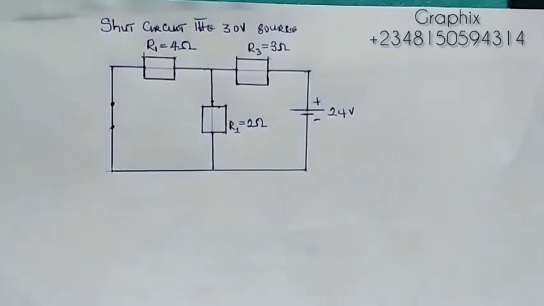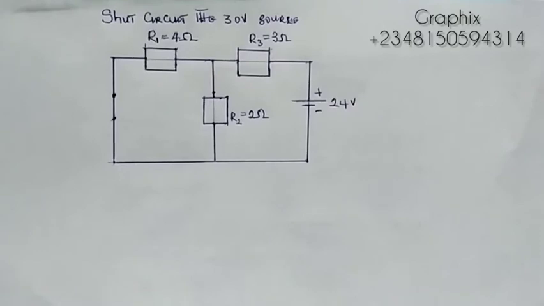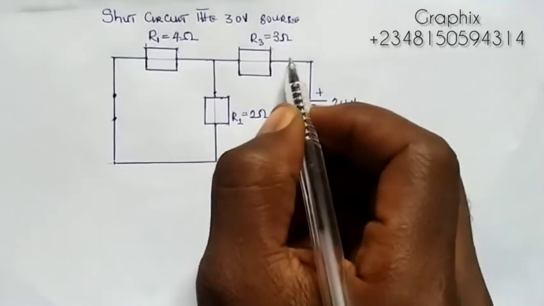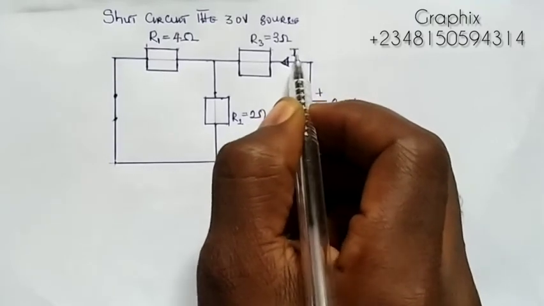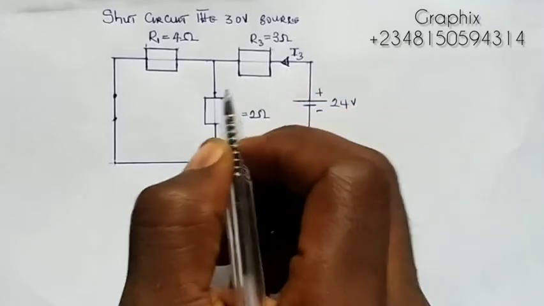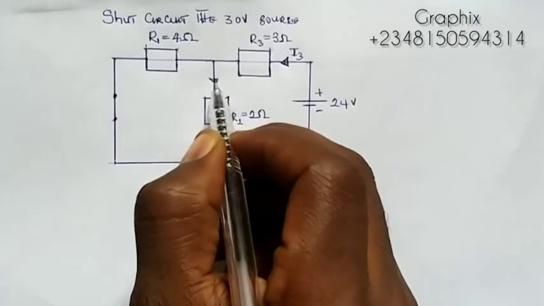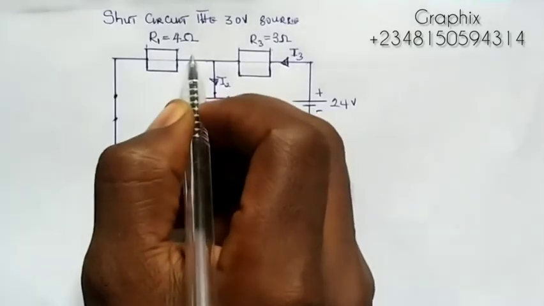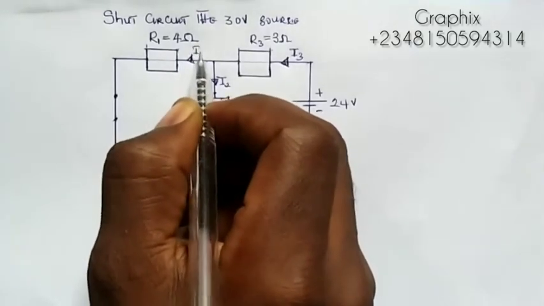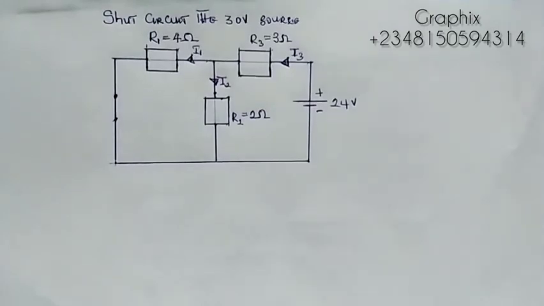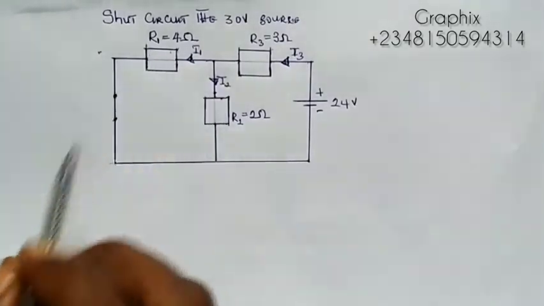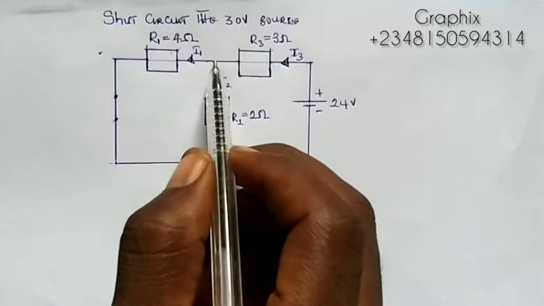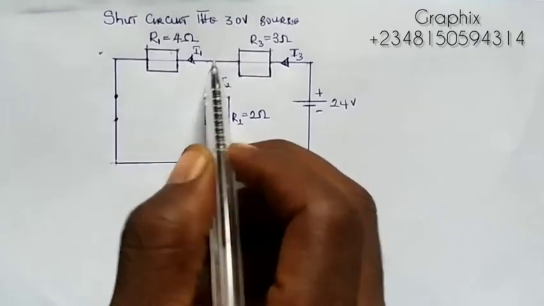Now we'll short circuit the 30 volt source. And you recall that the current will now start flowing in this direction. So we're having the same I3, we're having the same I2, and we're having the same I1, right? So if you look at it very well, these two resistors are in parallel because there is a split of current at this junction here.